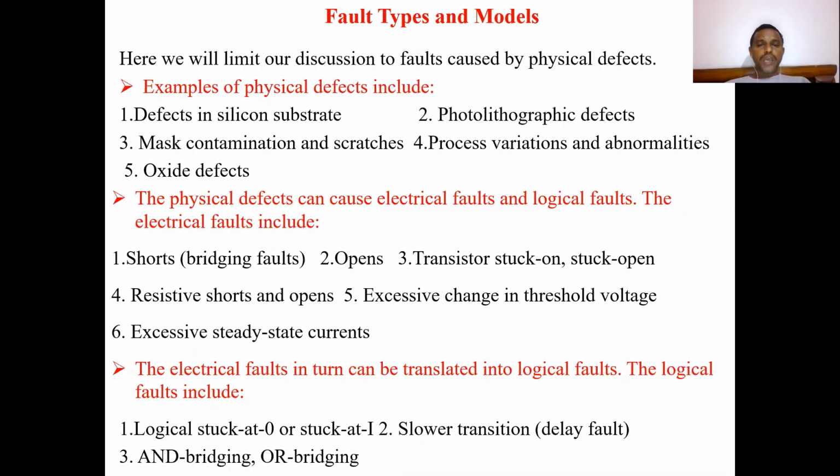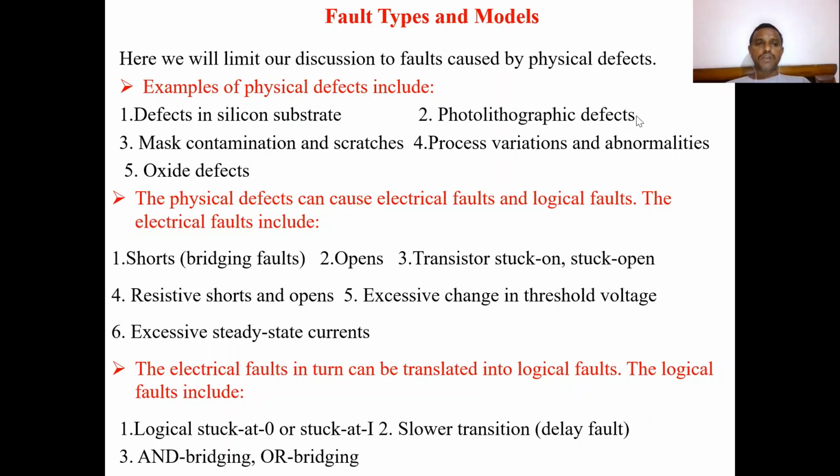Hello everyone. Today I'm going to explain the different faults due to physical defects, by taking one example. In the previous class, I explained how, due to the physical defects, electrical faults and at the same time logical faults are obtained, and what the different types of these logical faults and electrical faults are.